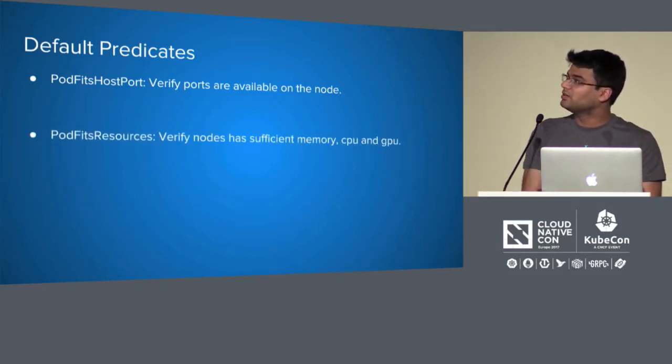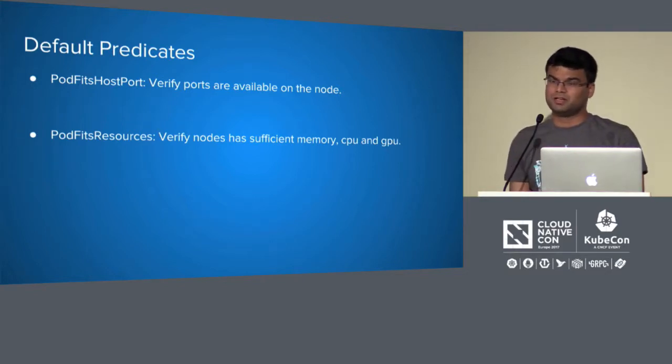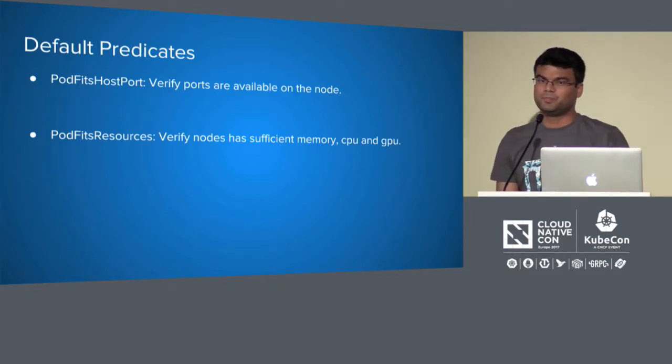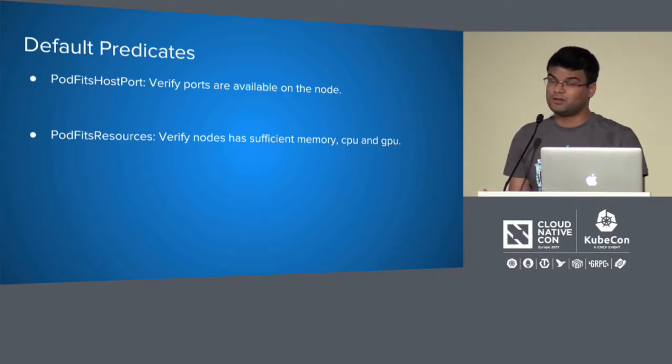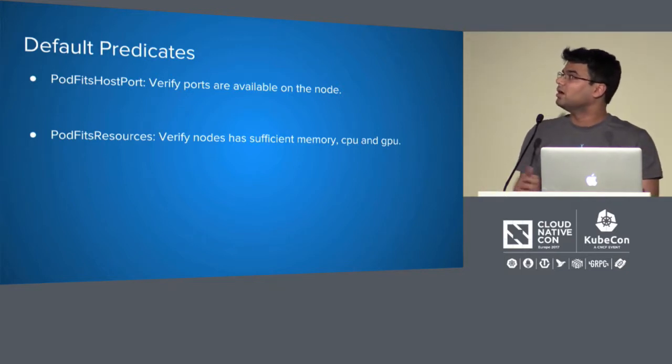The other one is pod fits resources. By default, in terms of resource measurements, the scheduler is only taking into account the CPU and memory usage of each of the nodes in the cluster. This is reported by the kubelet back to the API server. And recently, there's some support added for GPU as well.